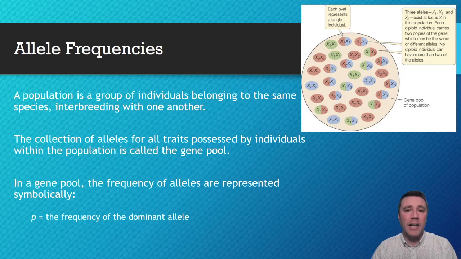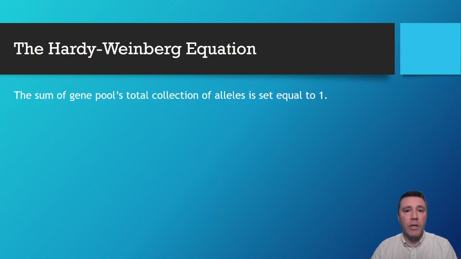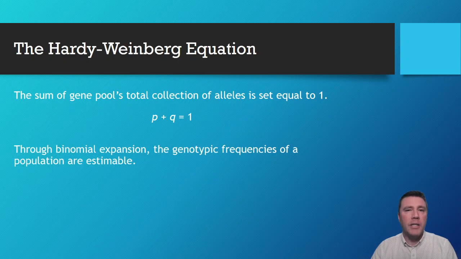Lowercase and typically italicized p represents the frequency of the dominant allele. Lowercase italicized q is used for the recessive allele. Mathematically, the sum of a gene pool's frequencies of alleles is set equal to 1. The proportion of the dominant alleles, represented as a decimal, plus the proportion of all recessive alleles equals all alleles, 100%, or simply 1. Using binomial expansion, the allele frequencies equation is useful in estimating the genotypic frequencies of a given gene for a population.